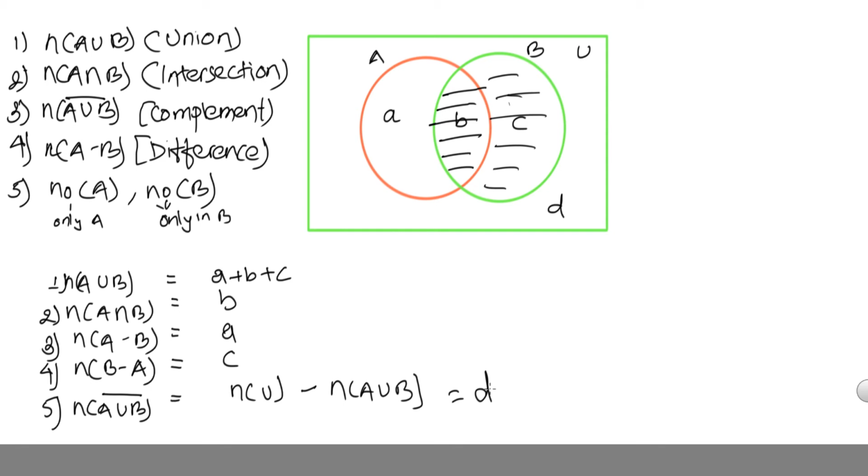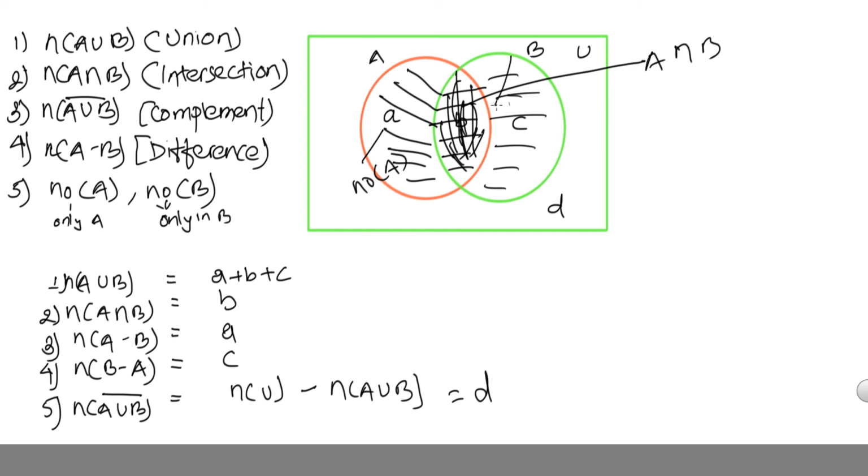From the figure, let us again revise it. So this shaded area is n not A, only A. This area over here, which is a common area between the two, is called intersection, A intersection B, whereas this area over here is n not B, which contains only B, excluding A.